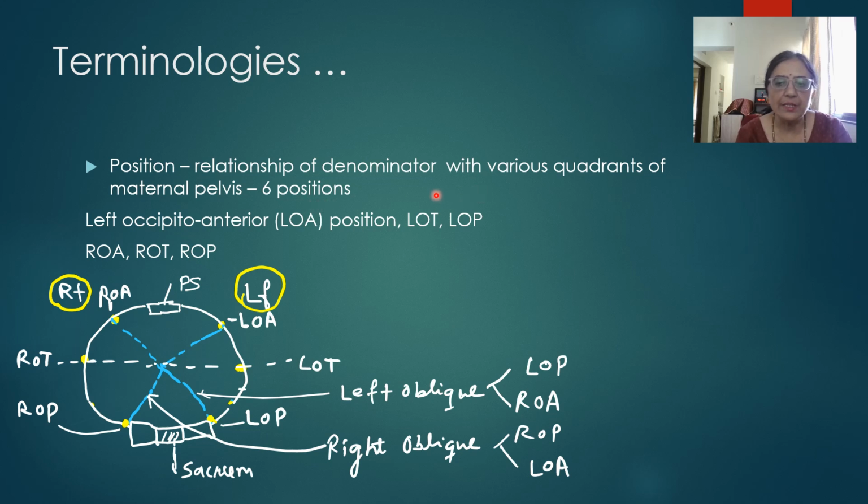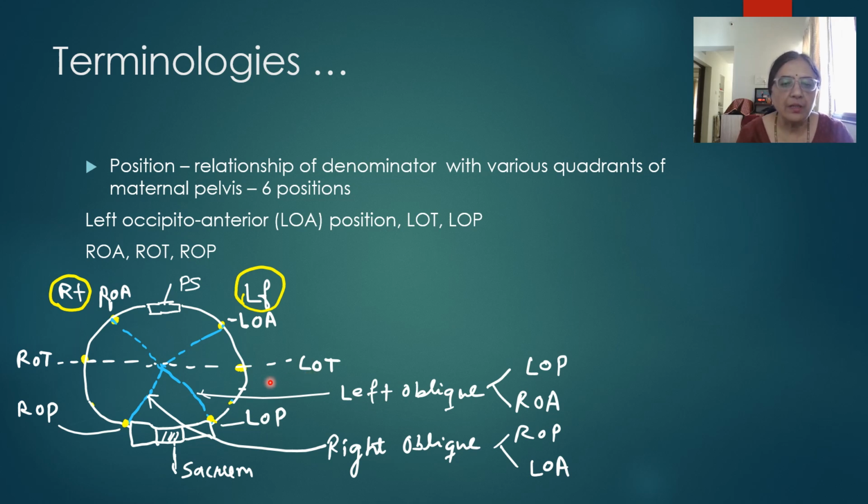We have 4 quadrants: right anterior and left anterior, and right posterior and left posterior. Accordingly we get this, and in between, if it is in the transverse, right occipito-transverse position or left occipito-transverse position.